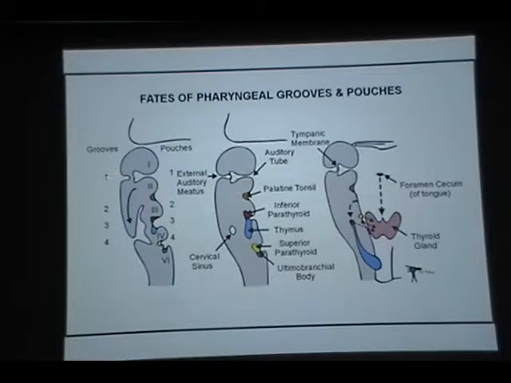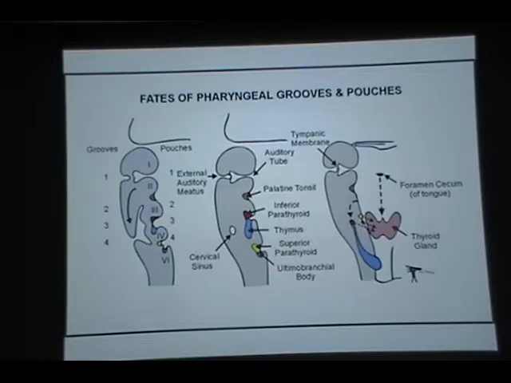The pouches, on the other hand, all the pouches contribute to specific structures. Like I said, the first pouch forms the tympanic cavity. Second pouch is what's termed the tonsillar crypt. This is where the tonsils will form in the posterior of the oral cavity. The pouch itself isn't forming the tonsillar structure. That's lymphoid tissue that migrates into the region. It's just forming the crypt that will house that palatine tonsil.